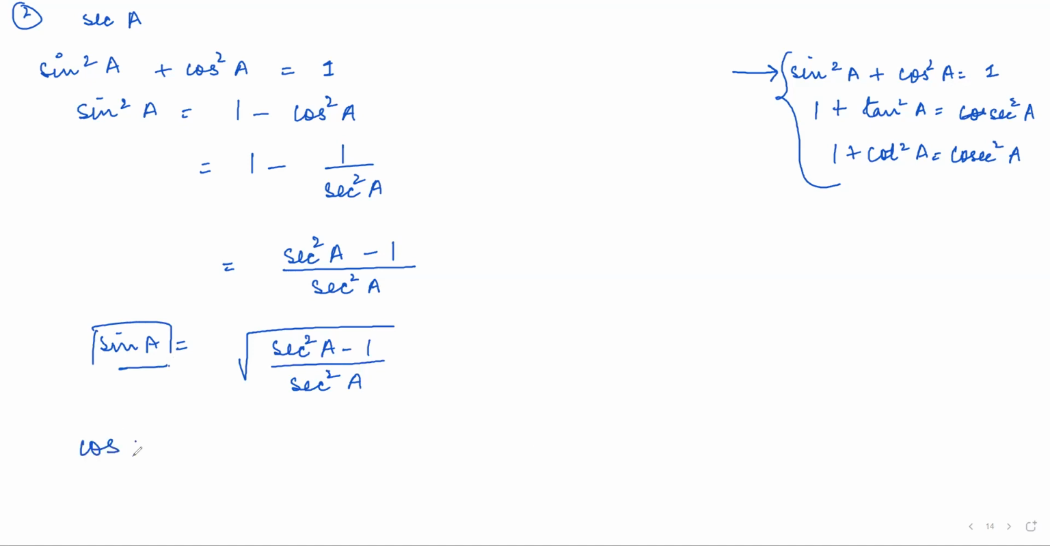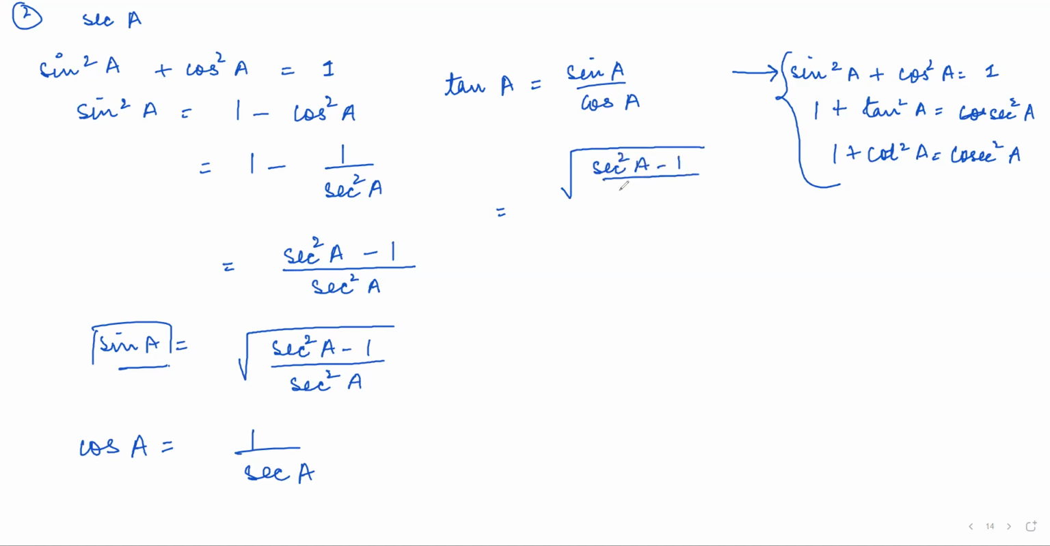Okay, so sine we have got. Now what about cos A? Cos we know it's simply 1 upon sec. So I have expressed cos in terms of sec, right? Now let's move to tan. So if I want to write tan of A, tan of A is first of all sine of A divided by cos of A. I've already found sine and cos in terms of sec, so I'll directly put the values. So sine of A is under root sec square A minus 1 divided by sec square A, and then cos A is 1 upon sec A, correct?